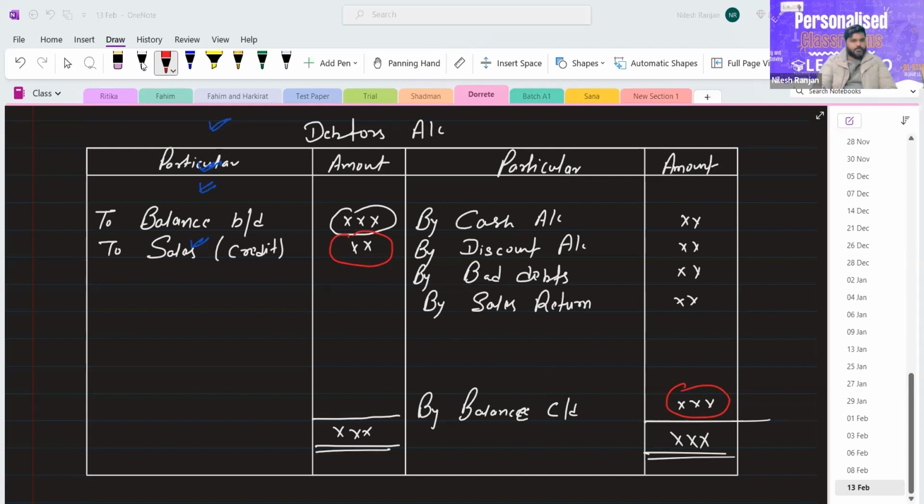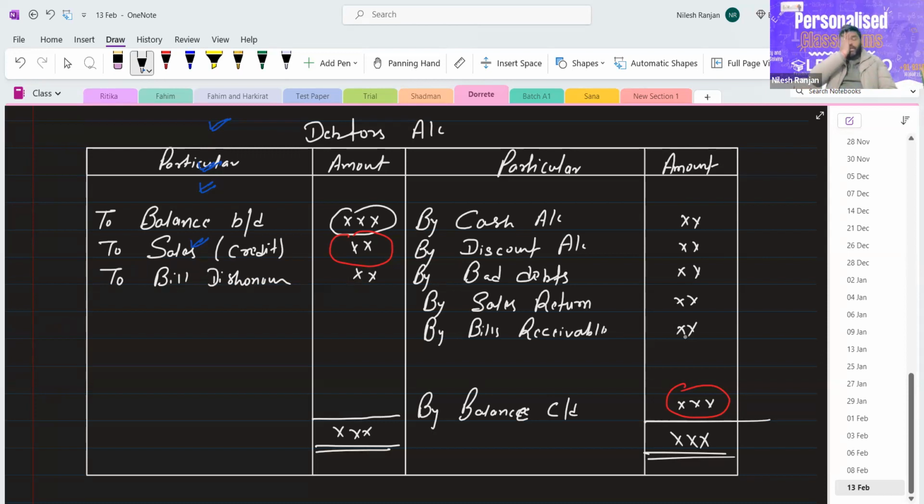It is by bills receivable. And here on the debit side, it is bill dishonored. So add this in your format and then see the question and find the information given in this debtors account.